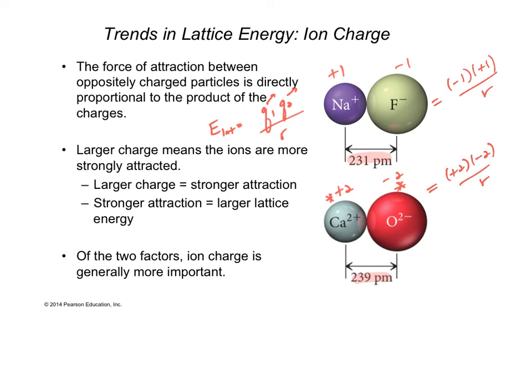Of those two factors, we just looked at two of them, magnitude of charges and distance between, the magnitude of charges is actually going to be more important, right? So when you're comparing a list of various ionic compounds and you're trying to order them by, let's say, increasing or decreasing lattice energy, you should utilize the charge first, and then you should go to the radius of the atoms to figure out who's going to have the largest or the smallest lattice energy.